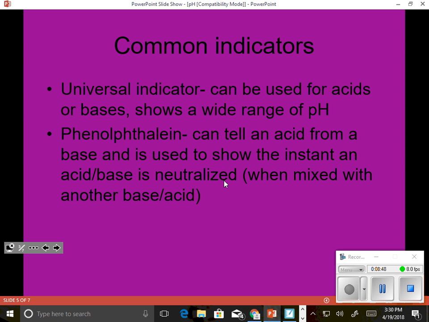I have a couple other slides on here dealing with household indicators because we can actually use cabbage and things like that to make our own indicators at home. However, I'm going to stop here with the audio notes because you need to know 2 things from the notes today. What is the pH scale? So how do I know acids from bases, kind of that power of 10 scale? And then secondly, chemical indicators, things we'll be using in the lab to help tell us what we are working with.